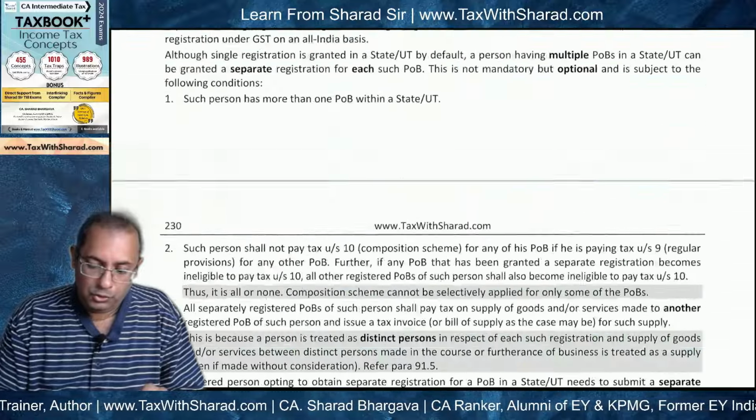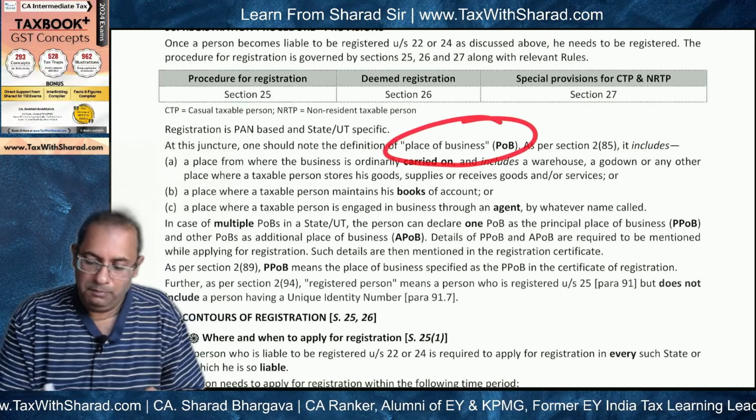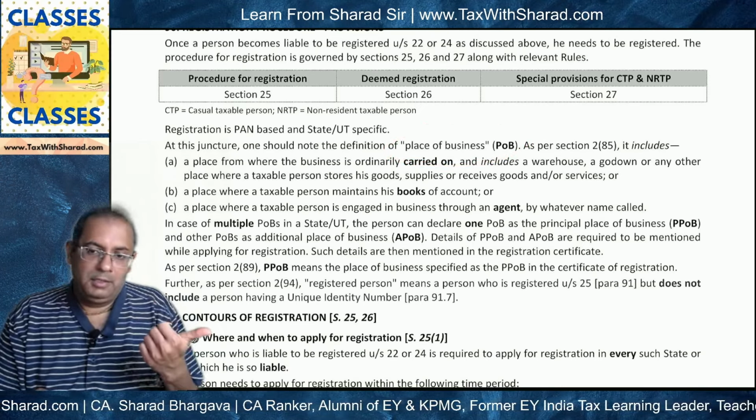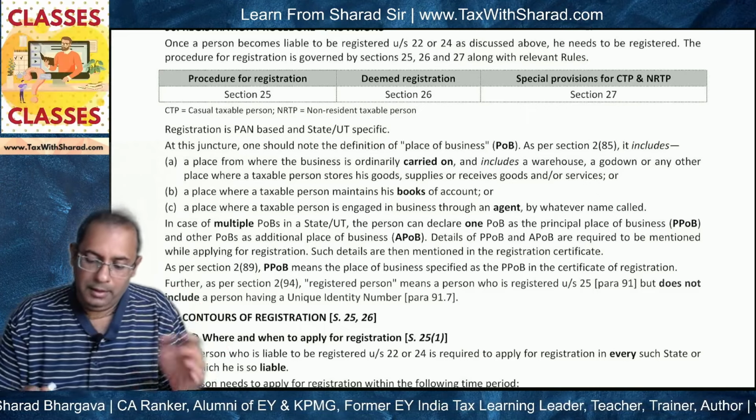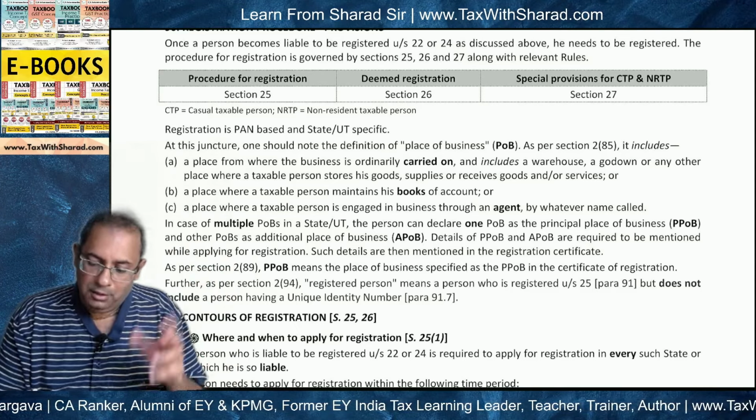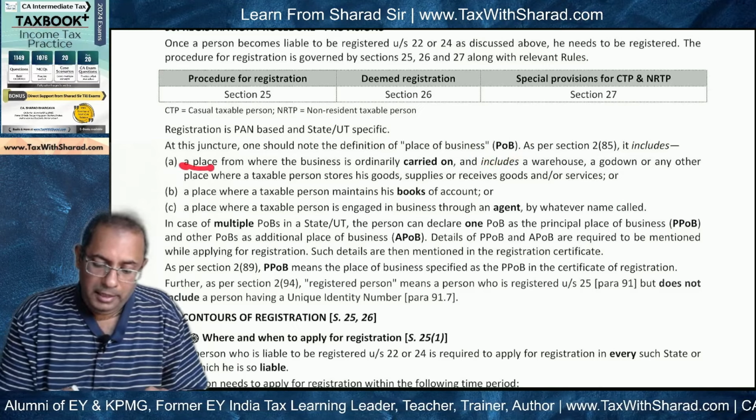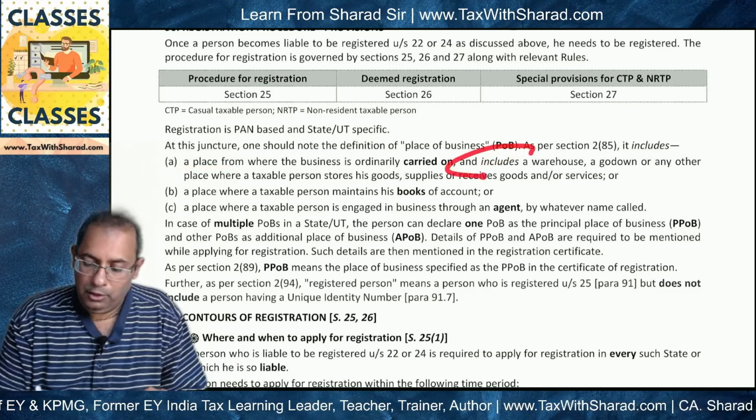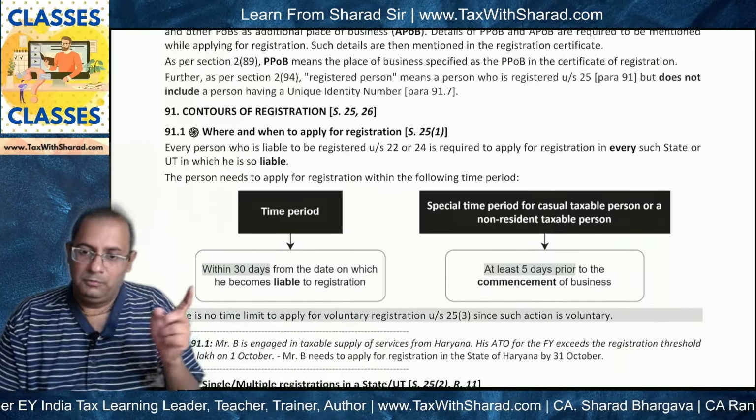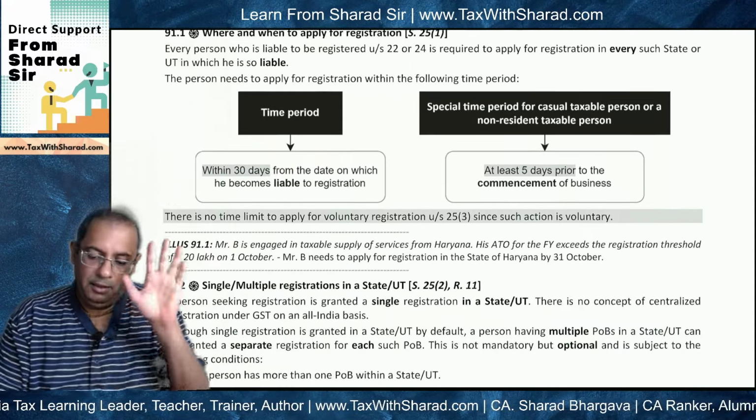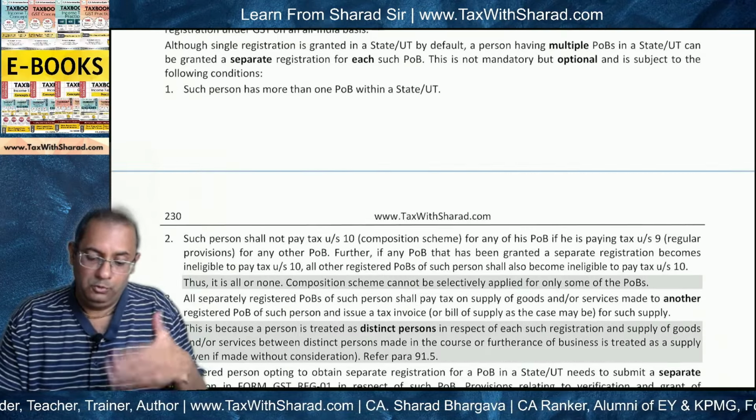So what we need to consider here is that new warehouse is a place of business. There is a place of business which is the factory, which is registered in Delhi, and in the same state, near the factory, there is this additional place of business which has been taken on rent. A place from where business is ordinarily carried on and includes a warehouse. So warehouse also becomes a place of business. So now in Delhi, there are two places of business. One is already registered and one has now been taken. And the question is whether mandatory registration needs to be taken for the new warehouse. That means for the new place of business.